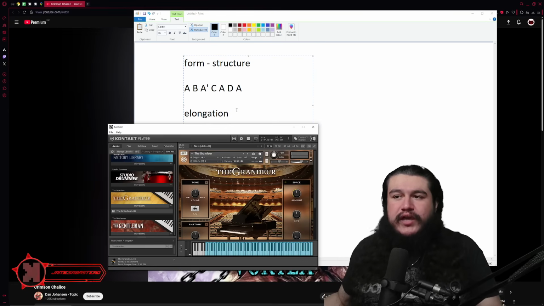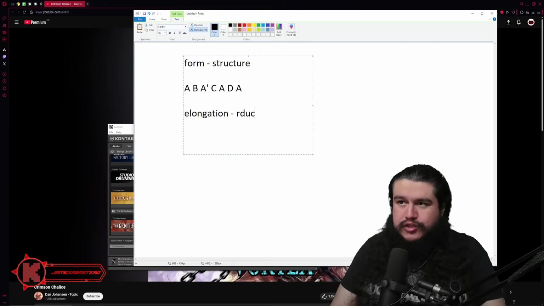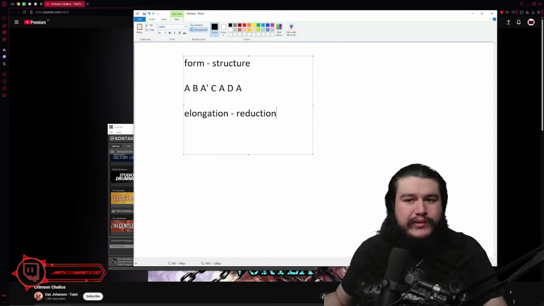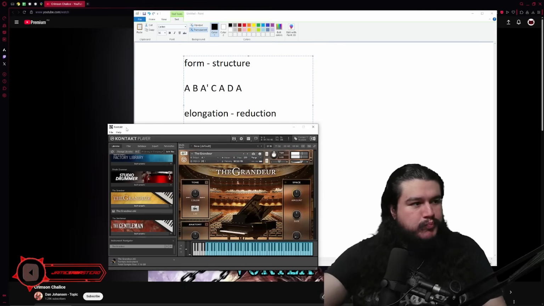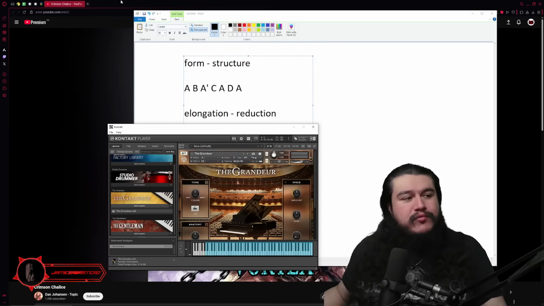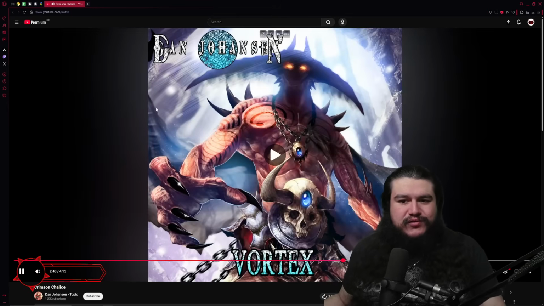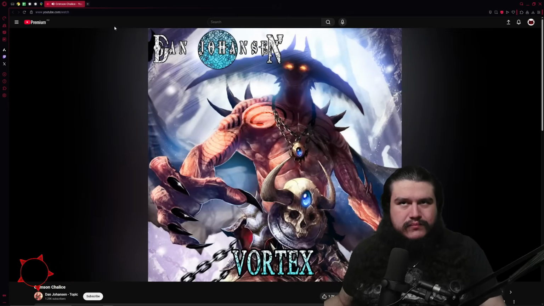The opposite of elongation, of course, being reduction, where you speed up the material instead of slowing it down. That kind of thing. I am not a piano player, so yeah. Let's do this. So I like it.